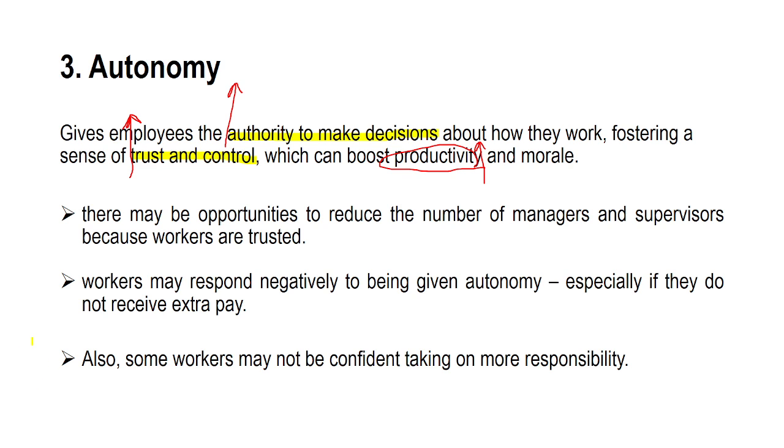There may be an opportunity to reduce the number of managers and supervisors because workers are trusted. This is an important advantage of autonomy, that it reduces the number of managers and supervisors. So the number of managers and supervisors is decreased, and this is an important advantage of autonomy, because when the number of managers and supervisors decreases, our cost decreases as well.